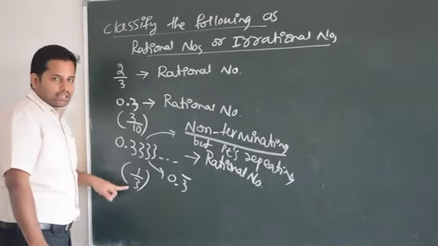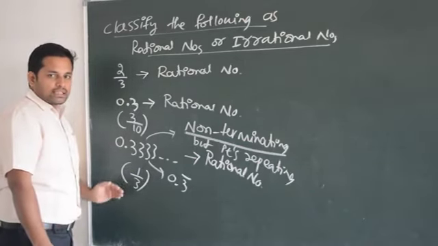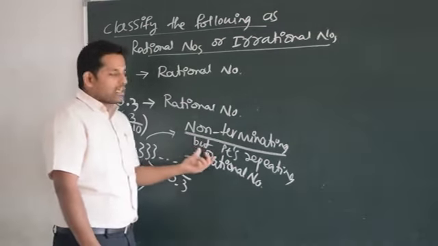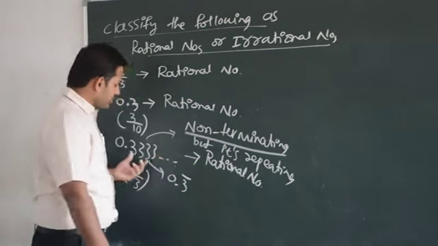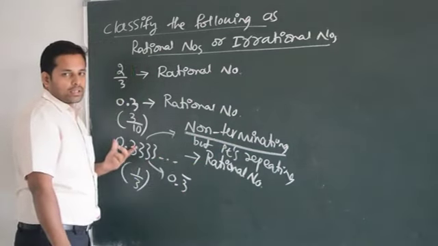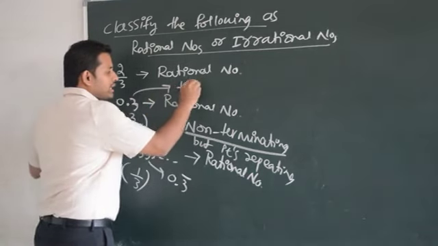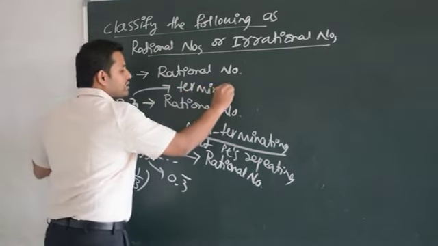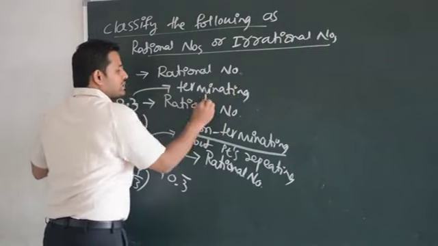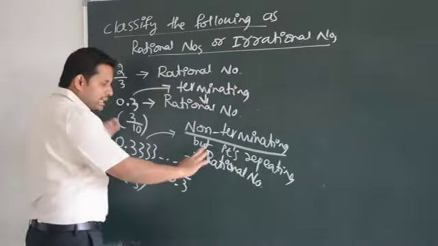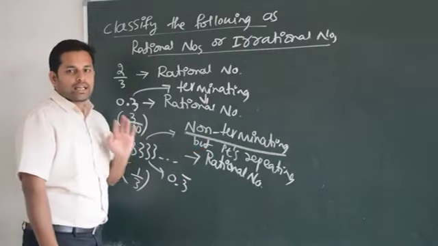How? 1 by 3 is in the form of P by Q, and it is satisfying the definition of a rational number, and it is also non-terminating and repeating. Yes or no? That's why it becomes a rational number. Very important. Getting my point or not? So if the decimal expansion is terminating, definitely it is a rational number. If the decimal expansion is ending, definitely a rational number. If it is non-terminating but it is repeating, then also it becomes a rational number.